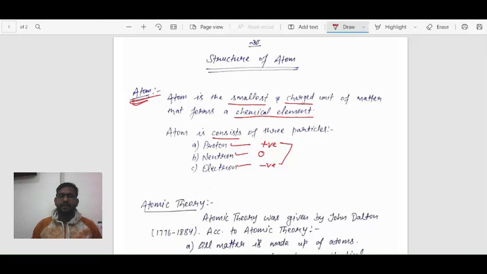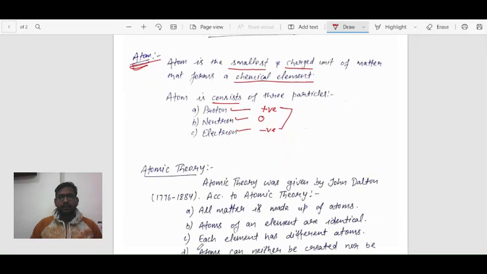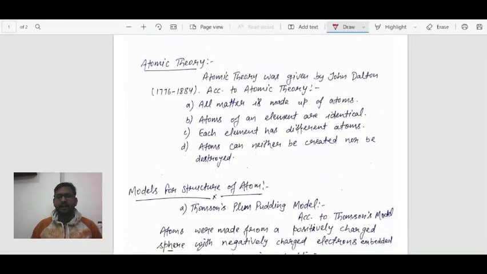At that time, many scientists were working on atoms, the structure of atoms, and models of atoms. Then John Dalton gave a theory, known as Dalton's atomic theory, or atomic theory, in 1776 to 1884. According to this theory, all matter is made up of atoms.